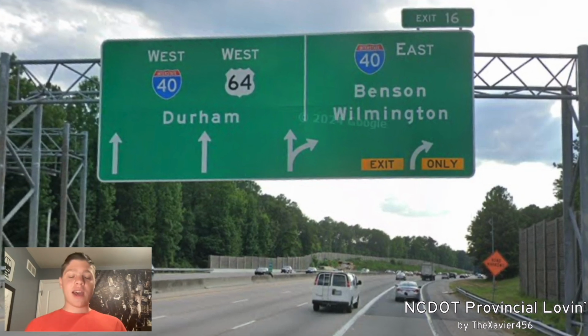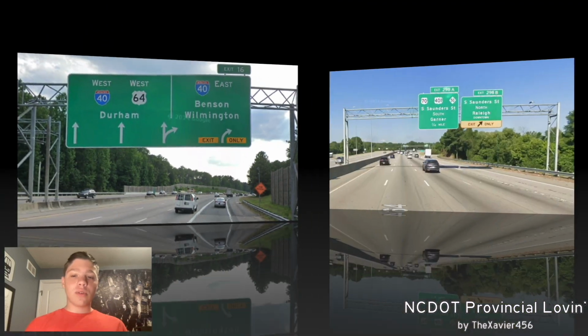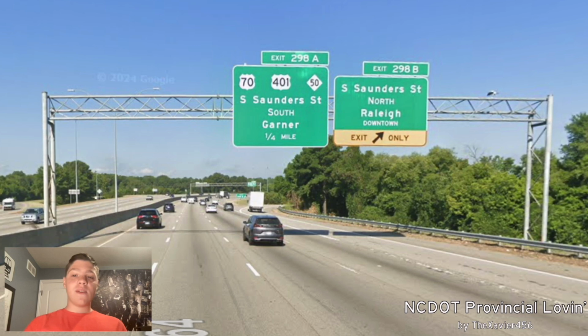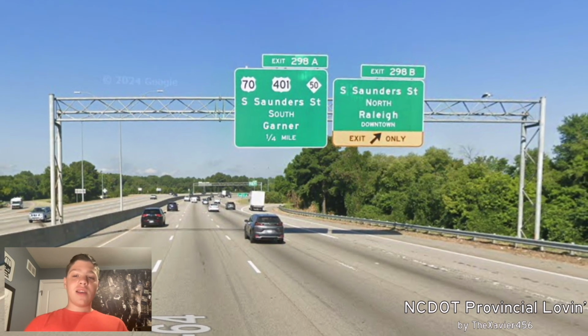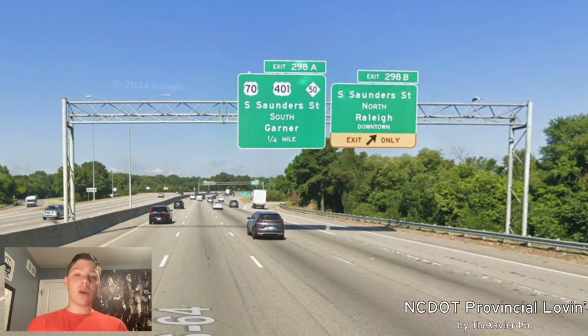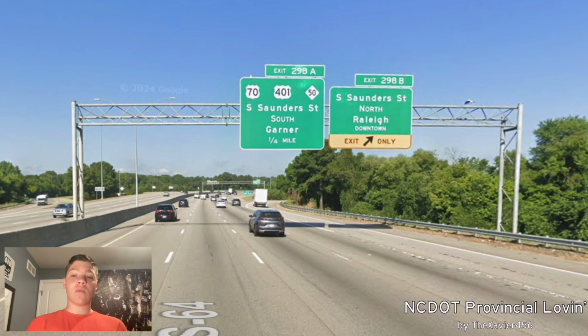Good choice. And we're going to be continuing on westbound from here because that is how we will complete the inner loop. Here is where we meet with US 70 and US 401 and NC 50 all at once, although that is for the southbound South Saunders Street and Garner, although we're already in Garner at this point. And we can also see South Saunders Street signed north for Raleigh downtown.